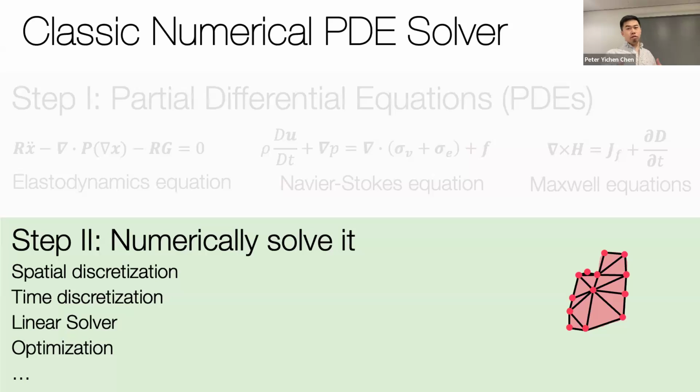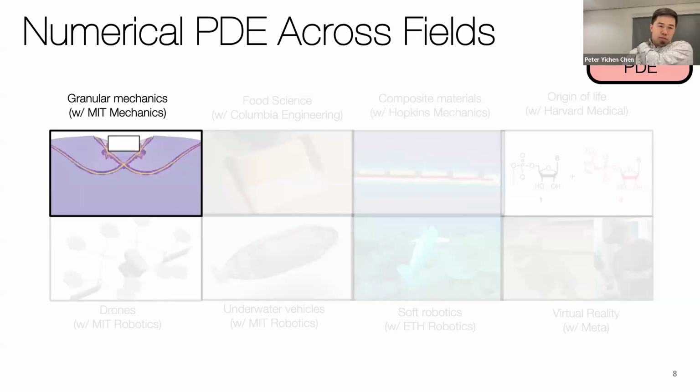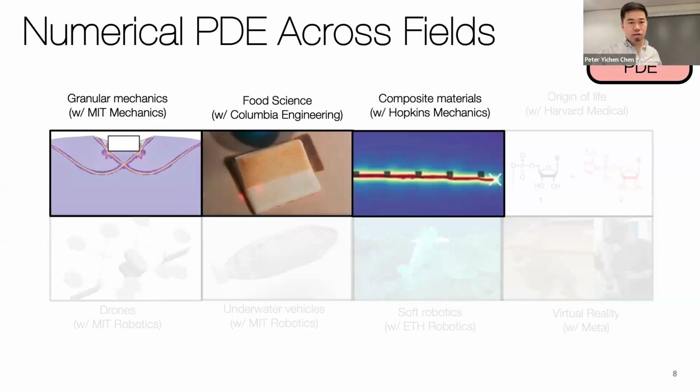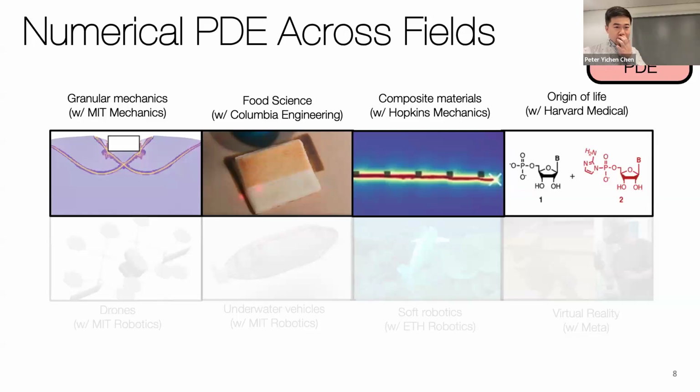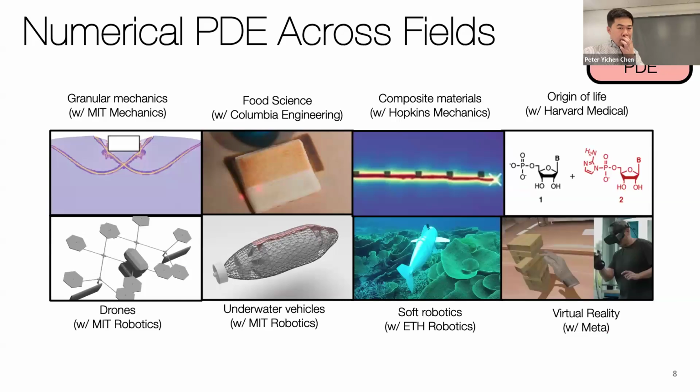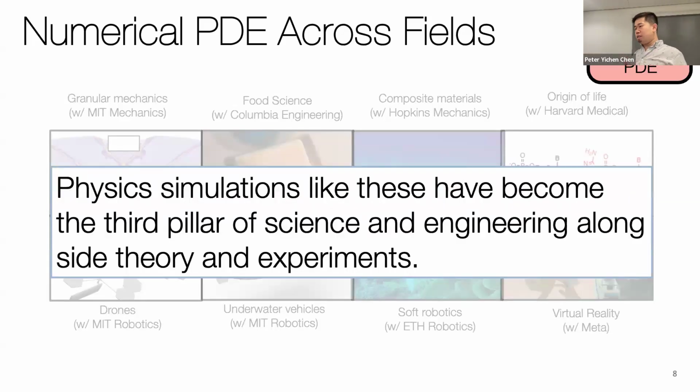And this is where computational scientists come in. You have to describe this domain spatially as well as temporally, right? And this involves linear solver optimization and lots of different steps. So like I said, it's a foundation for modern science and engineering, right? Different fields, even just myself, I've done granular mechanics, fluid science, composite material, even biology problems, designing robots, as well as the VR problems. So these simulations are really the pillar of science and engineering alongside theory and actual physical experiments.